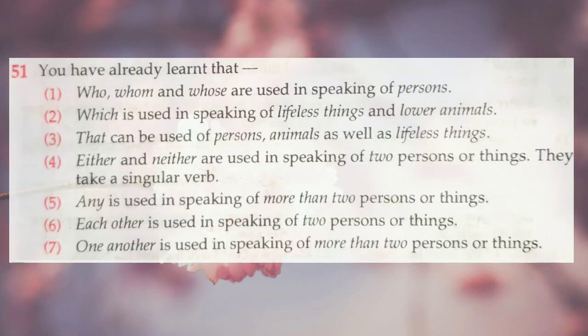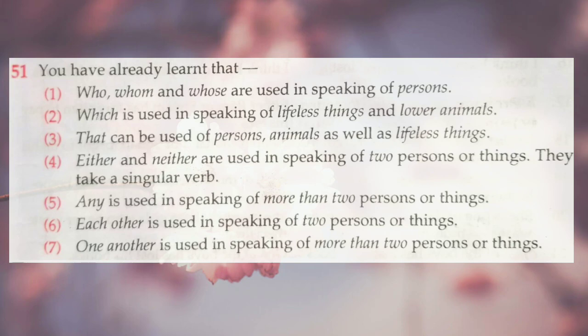Now rule number 51 says, you have already learned that. So these are some of the rules that we have already learned, but let's clarify them. Number 1, who, whom and whose are used in speaking of persons, that we learned in class 7. Number 2, which is used in speaking of lifeless things or lower animals. Then number 3, that can be used of persons, animals as well as lifeless things. So that can be used for person also, animal also, and for things also.